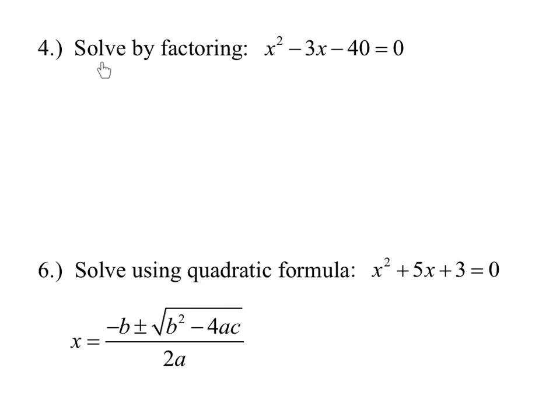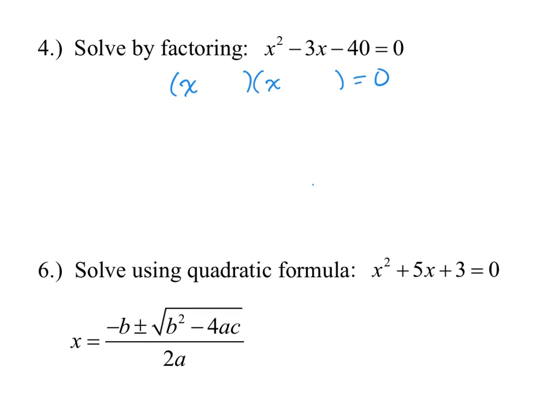So let's solve by factoring again in number 4. So we have a trinomial set equal to 0. To solve this by factoring, we're going to first of all write two sets of parentheses being multiplied together equals 0. To find the two binomials, we multiply together to get this trinomial. So if this term is x squared, then this term has to be x and this term has to be x. So we're going to put an x here and an x here.